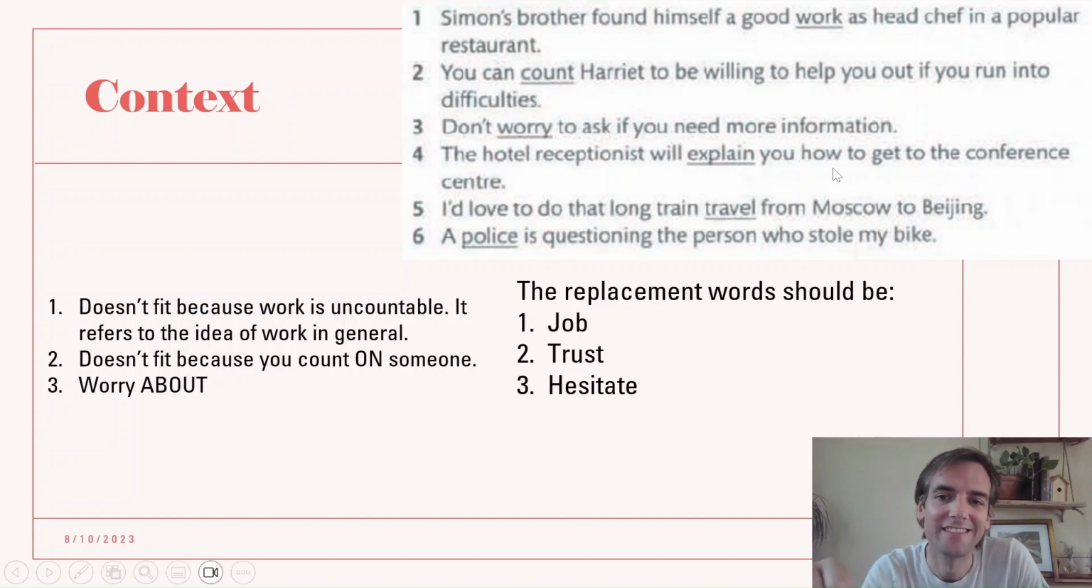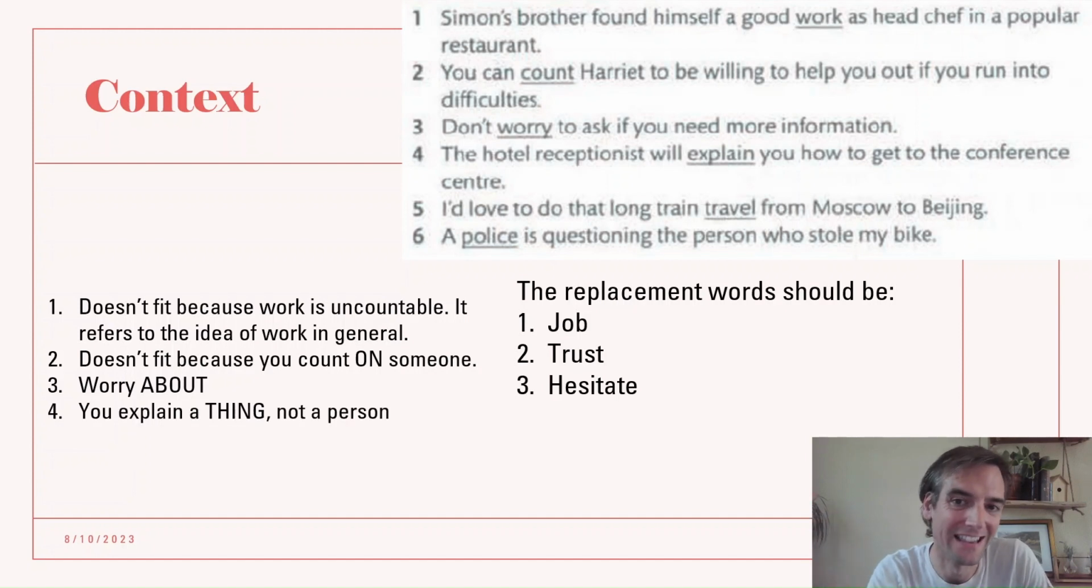Explain you. This phrase always makes me laugh because it makes me think of somebody explaining my essence. Who am I? What am I doing in life? You can't explain someone. You explain a thing, not a person. You could maybe explain to them, or more simply, you could tell them. Tell you how to get to the conference.